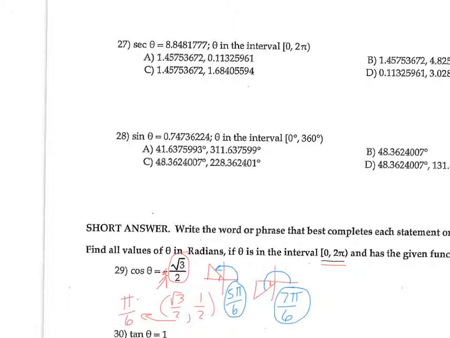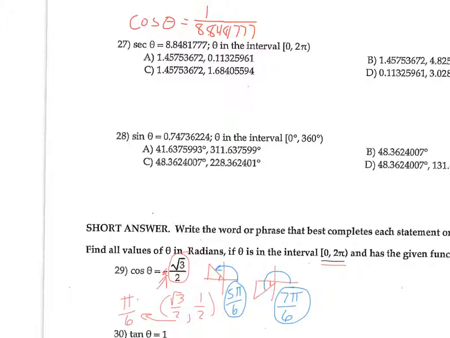Okay, back to number 27 here. This number 27 is probably one of the most tricky problems we see because it has secant given to us, and we don't have the ability to deal with secant directly. So the first thing we're going to do is write this statement about secant in terms of cosine. So we'll say cosine is equal to 1 over 8.8481777. We are 100% allowed to flip sides, and if we flip secant, that would be called cosine. If we flip cosine, that would be called secant, and that is good.